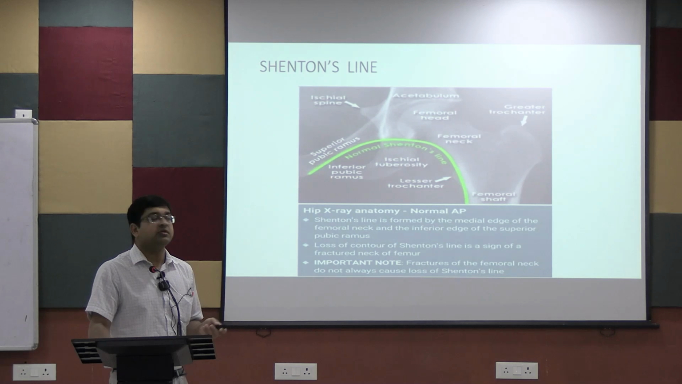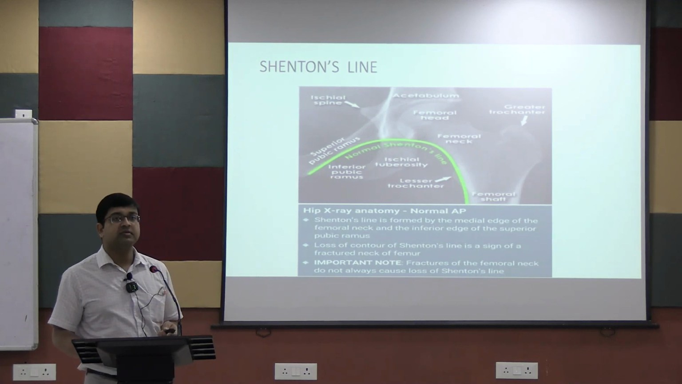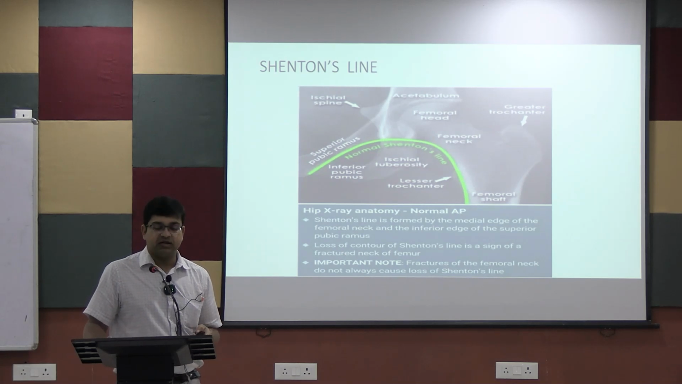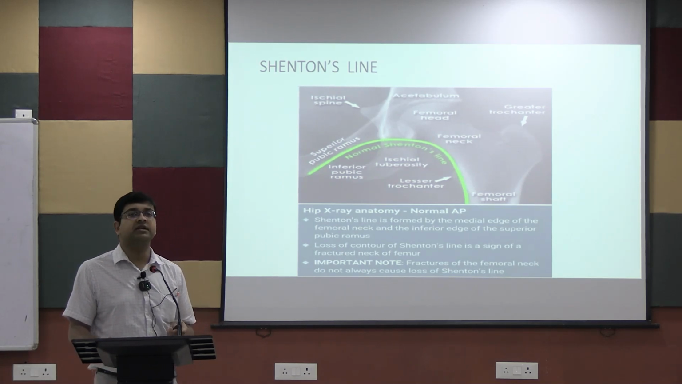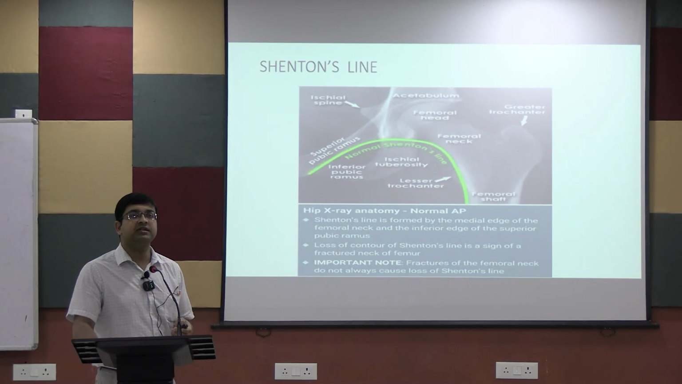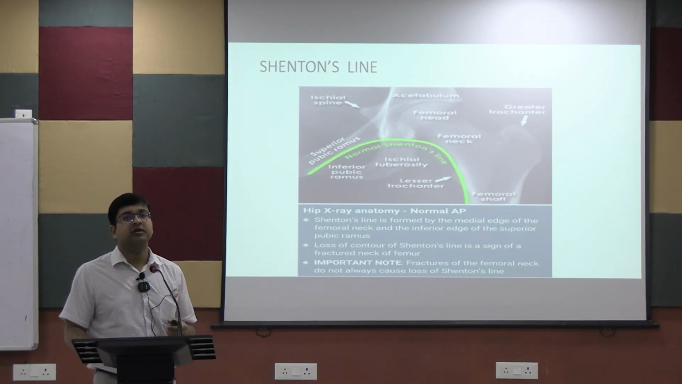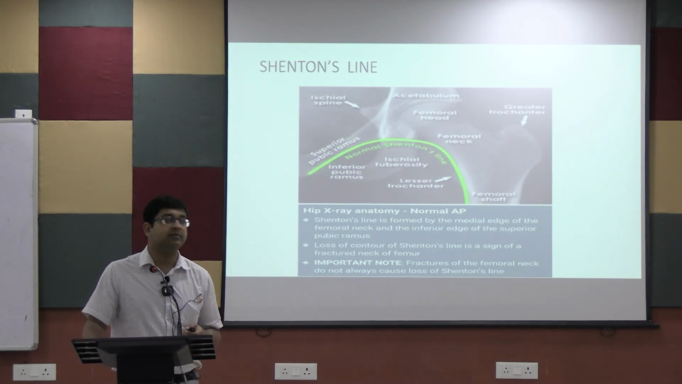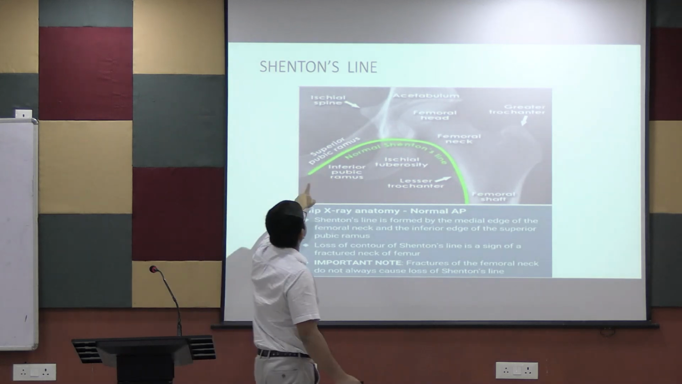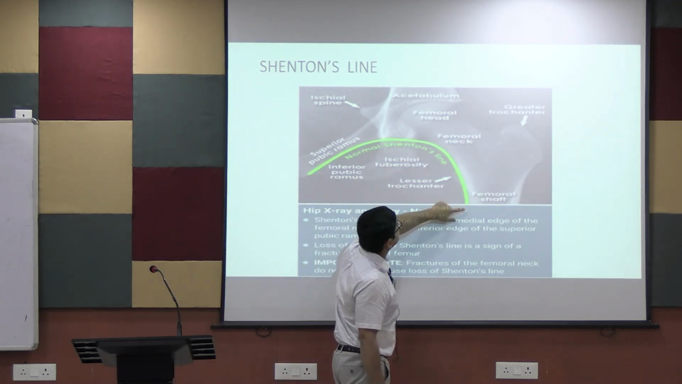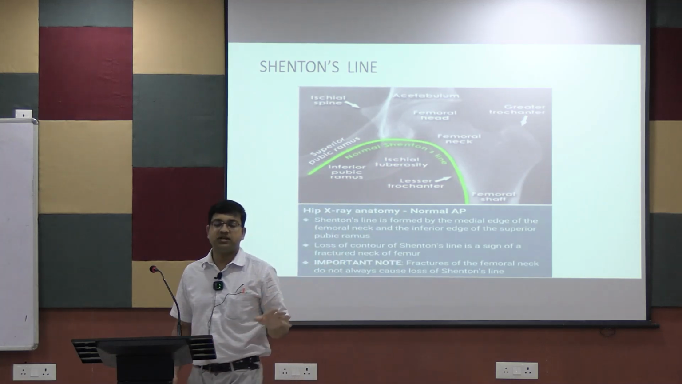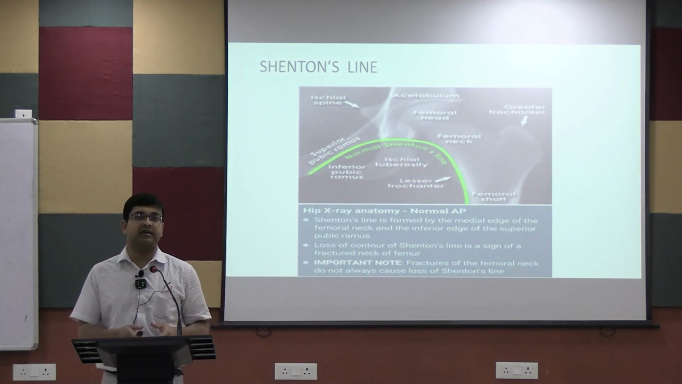This is very important for you to understand, what is Shenton's line. Shenton's line is very important to diagnose the fracture neck of femur. Actually, it is an imaginary line. It is formed by the inner border or medial border of the femoral neck and the inferior border of the superior pubic ramus. It is an imaginary line, and it is usually a continuous smooth curved line.